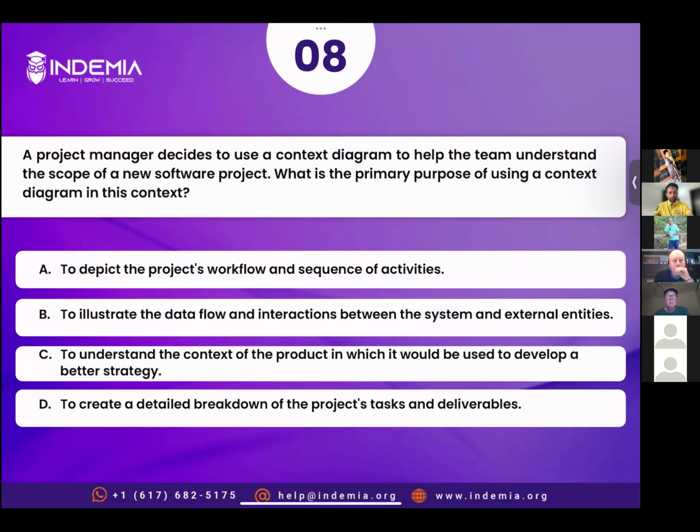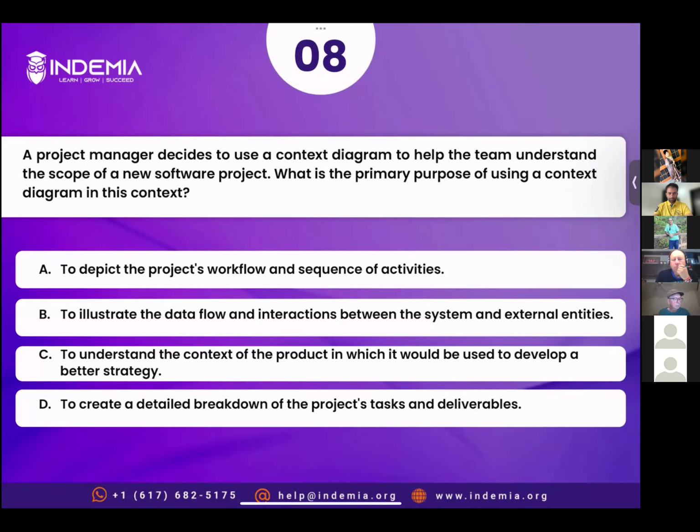All right, Vivek, you have chosen option C. Yeah, so I kind of eliminated the options. A is asking about the project workflow and sequence, where we are not actually concerned with workflow and sequence. We are more towards understanding the scope of the project. So I eliminated A. Again, data flow and interactions between systems, it's too detailed an illustration, so that cannot be helpful to understand the actual scope.